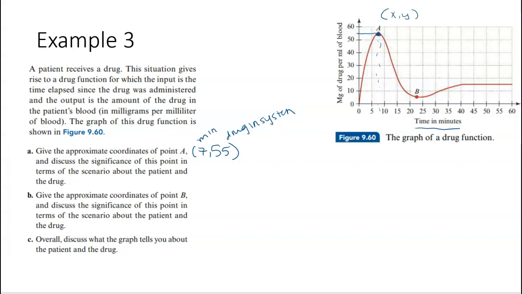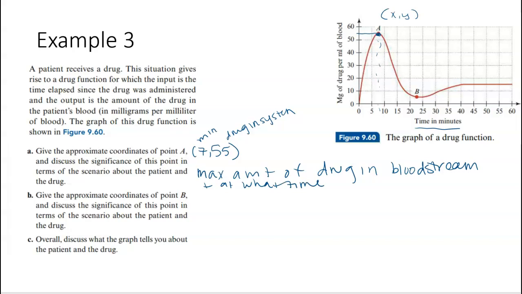But what about the scenario? Well, that's the highest point. That's the maximum amount. So this is the maximum amount of drug in the bloodstream, and the time that it happened. The max amount of drug and at what time.